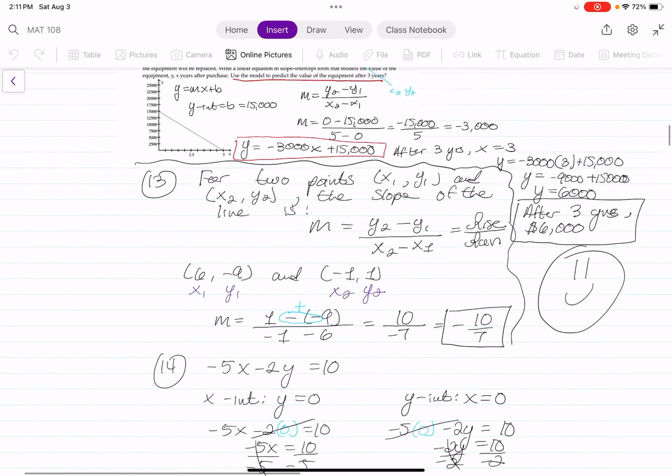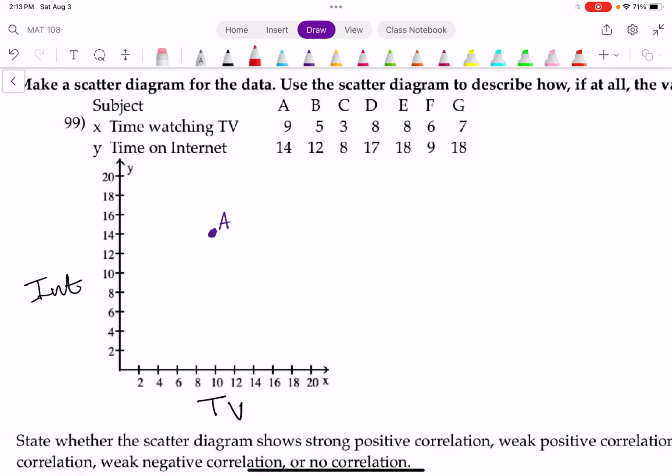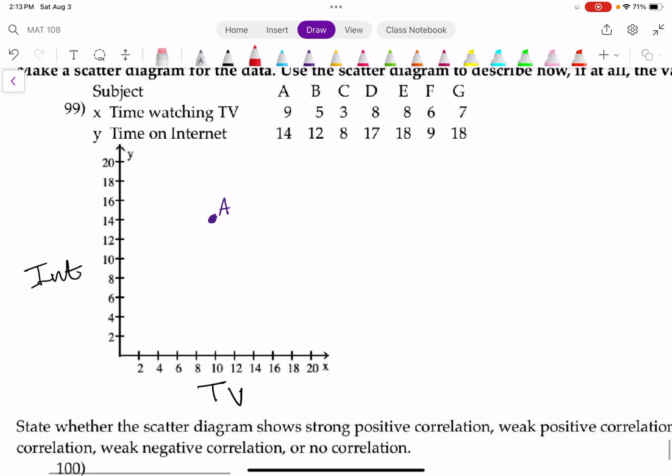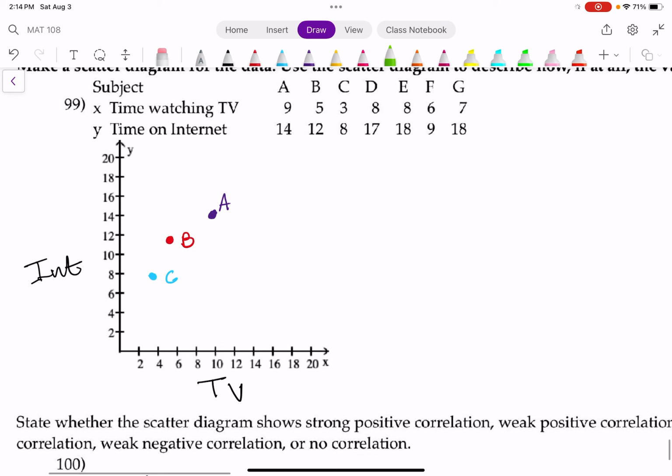Subject B, 5 hours of television and 12 hours on the internet. So 5 and 12. Subject C, 3 and 8. Subject D, 8 and 17. Bam. E, 8 and 18. So we'll put it right here.